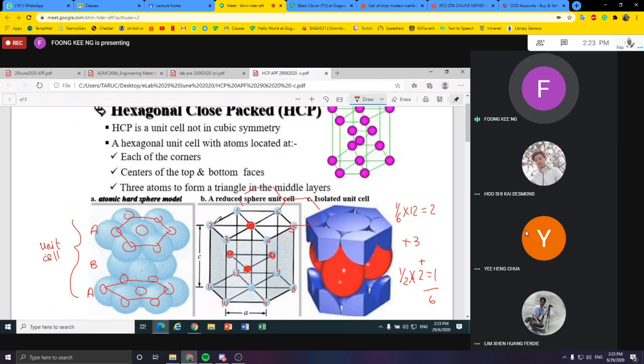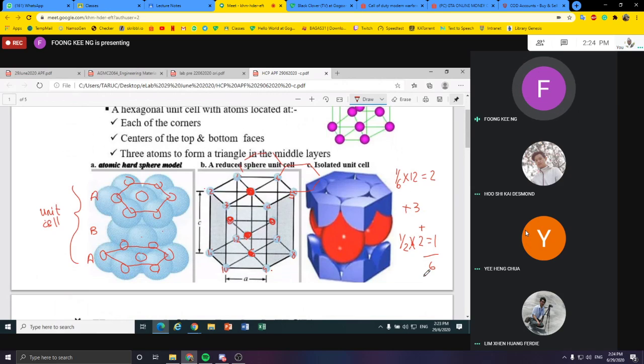On the hexagonal plane, there are 6 corner atoms on this level, and another 6 at the bottom. Follow? In the center of it, there's 1 atom. These 3 atoms inside the unit cell are not shared by another unit cell. So the total number is what? 6. Yes.